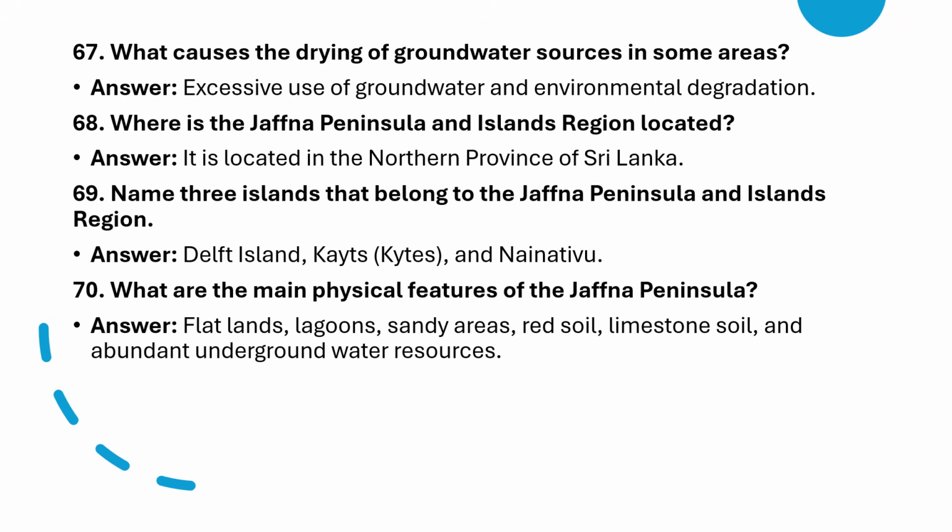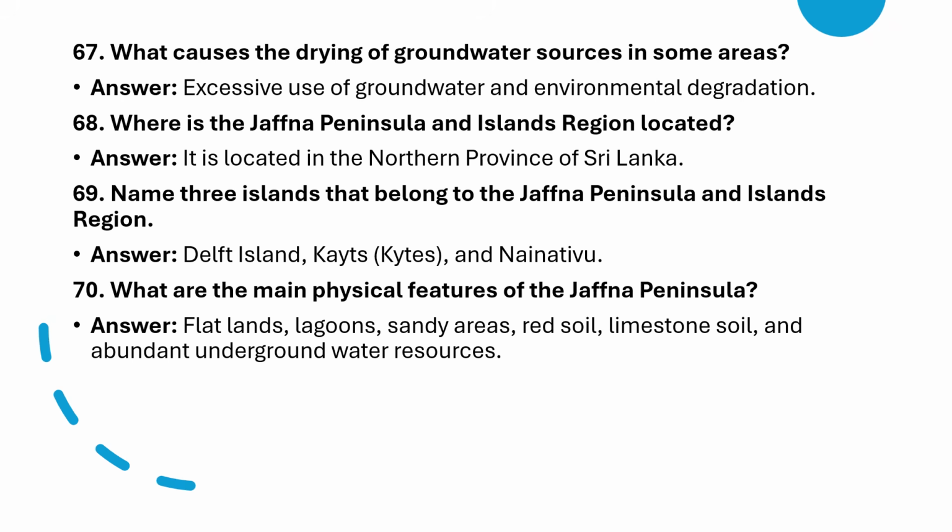Where is the Jaffna Peninsula and Islands region located? Answer: it is located in the northern province of Sri Lanka. Name three islands that belong to the Jaffna Peninsula and Island region. Answer: Delft Islands, Kayts, and Nainativu.